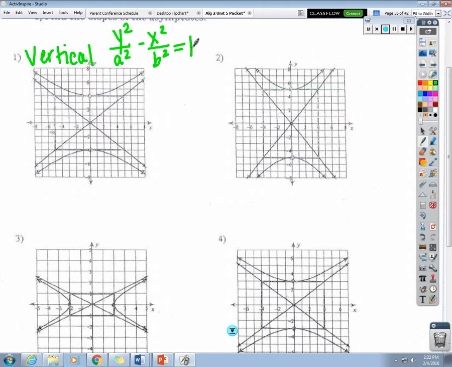Okay, so we have to figure out what our a and b are. Well, which one is a paired with? The y. So the vertical distance from the center is 1, 2, 3, 4. So a equals 4. Okay, b is under the x, so that's the horizontal distance from the center. So 1, 2, 3, 4, 5.